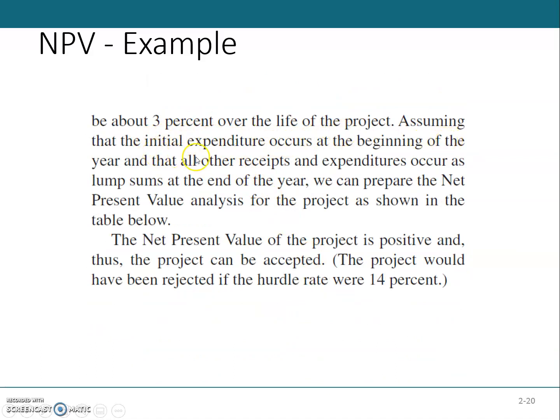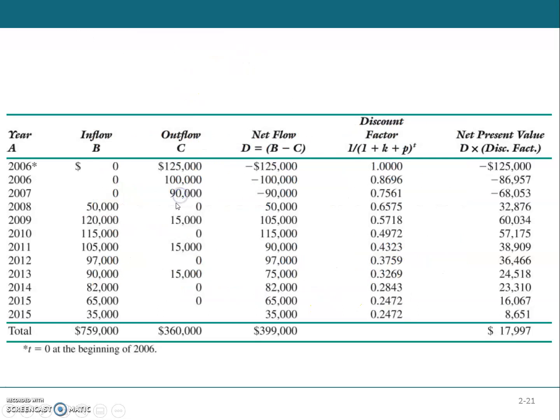So assuming that the initial expenditure occurs at the beginning of the year and that all the other receipts and expenditures occur as lump sum at the end of the year, we can prepare the net present value analysis for the project as shown in the table below. So the net present value of the project is positive, and thus the project can be accepted. So the project would have been rejected if the hurdle rate were 14%. Okay, so this was the long statement, but let's see the table.